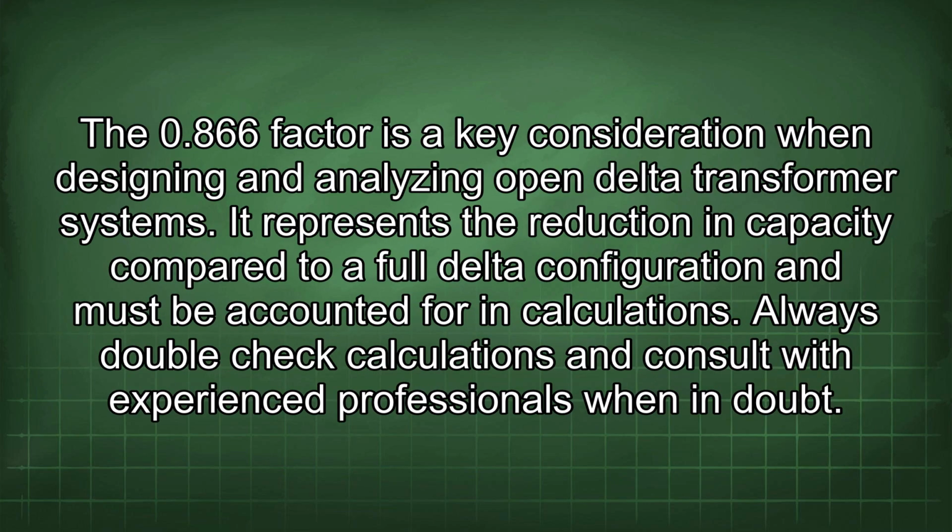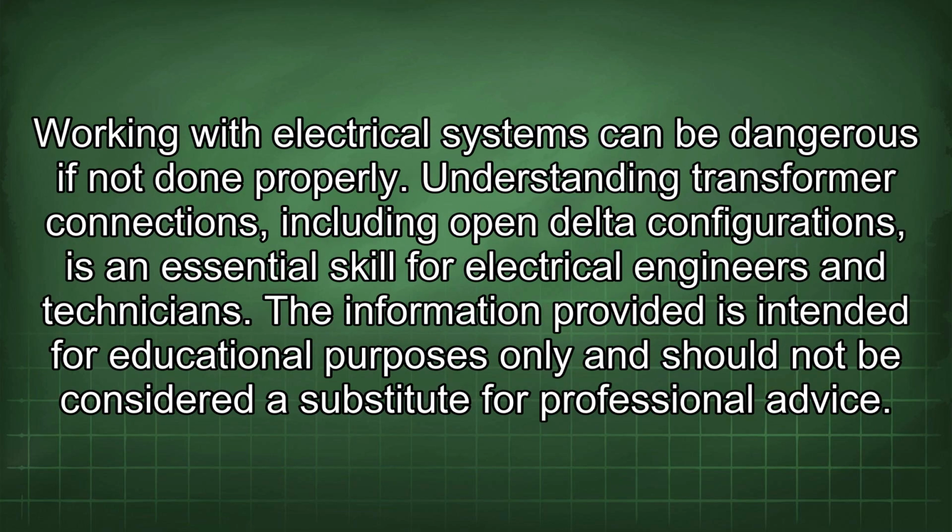The 0.866 factor is a key consideration when designing and analyzing open delta transformer systems. It represents the reduction in capacity compared to a full delta configuration and must be accounted for in calculations. Always double-check calculations and consult with experienced professionals when in doubt. Working with electrical systems can be dangerous if not done properly.